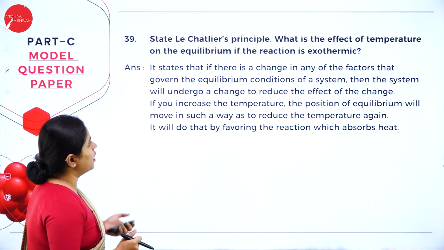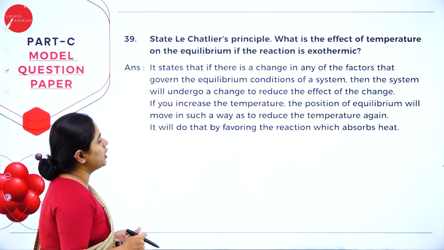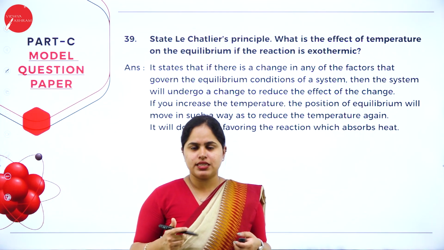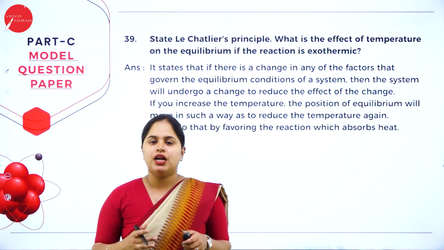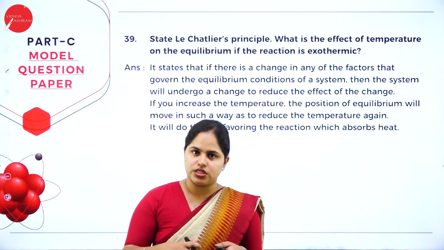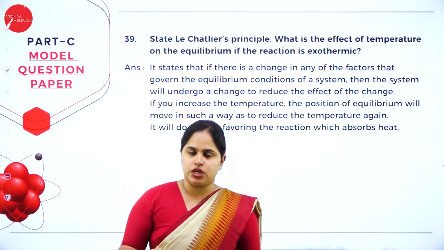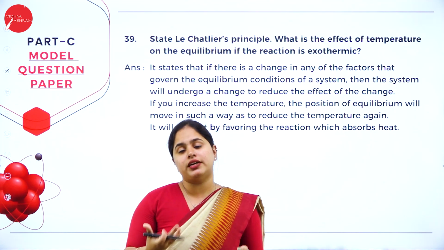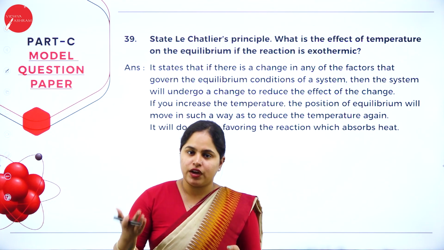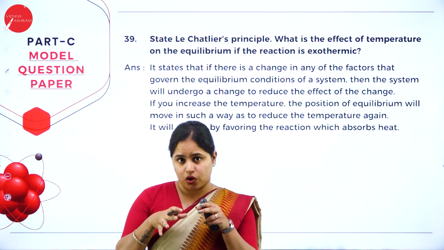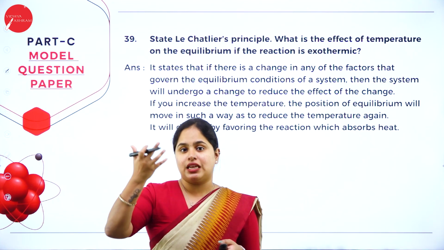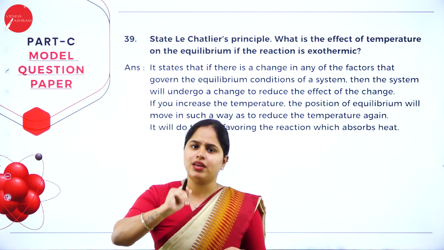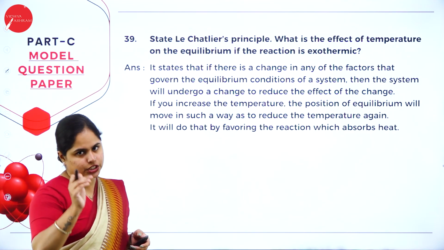Okay. So it states that if there is a change in any of the factors that govern the equilibrium conditions of a system, then the system will undergo a change to reduce the effect of the change. So what does that mean? If a system is in equilibrium and to that system any change is happening, maybe we are changing the temperature, pressure, volume, what happens to the system? The system itself will try to neutralize that effect. That means if the temperature is increased for a system which is already in equilibrium, the system itself will try to decrease the temperature. If the temperature is decreased, the system itself will try to increase the temperature. So I hope it is clear. That is basically Le Chatelier's principle.